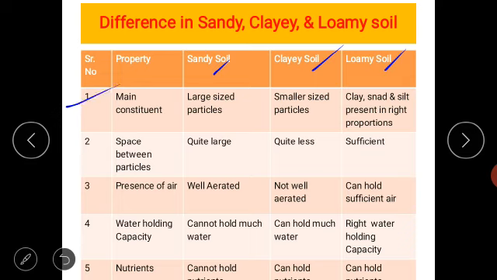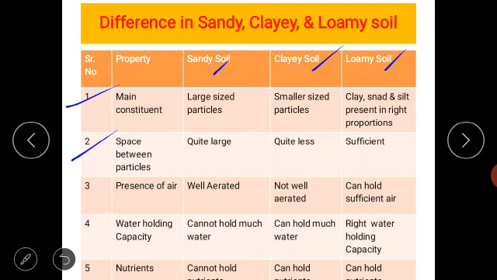So the first property is the main constituent. What is the main constituent of sandy soil? It is large sized soil particles. What is the clay soil's main constituent? It's smaller size particles of the soil. And in case of loamy soil, clay, sand and silt are present in the right proportion. So the third type is a combination of sandy soil, clay soil and somewhat rock, that is called silt, which is also present.